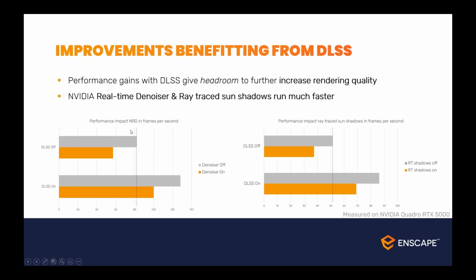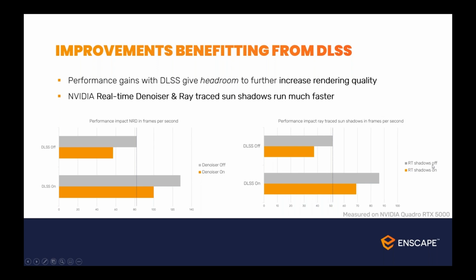So if you look at the performance of the NVIDIA real-time denoiser, without the real-time denoiser and without DLSS, we were reaching around 80 FPS before. Now with the denoiser enabled, we are at 100 FPS as long as we run with DLSS. So we had the better frame rate, even though we can achieve a higher quality image. And the same goes for the ray traced shadows as well.